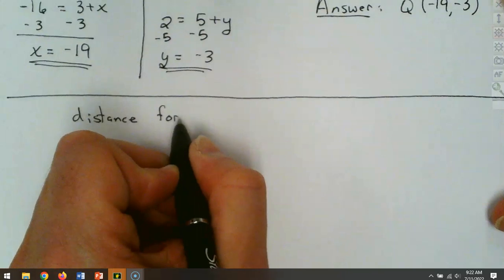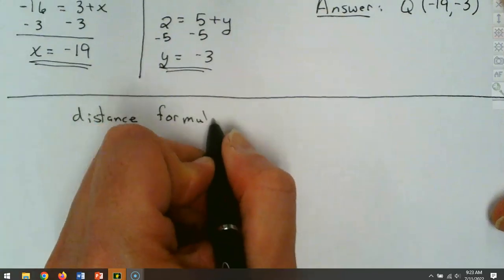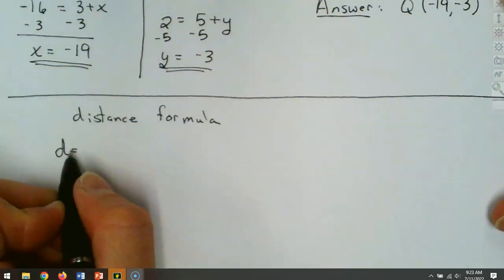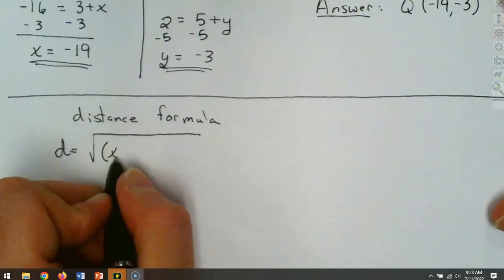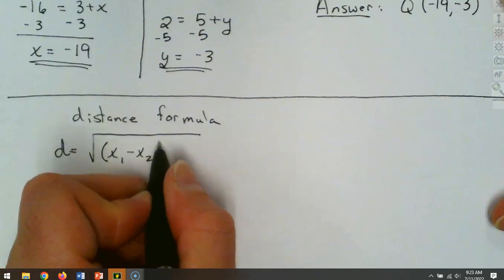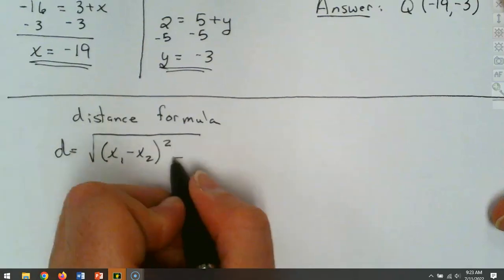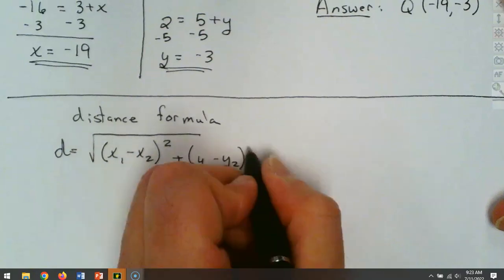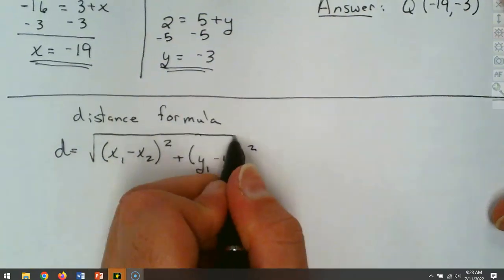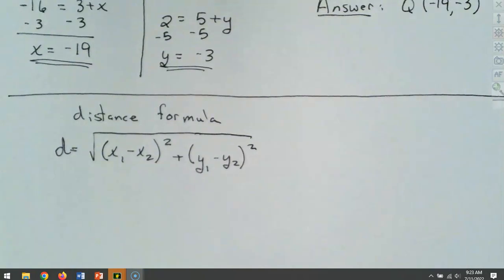And the distance formula is simply d equals the square root of x1 minus x2 squared plus y1 minus y2 squared. You don't have to worry about any fractions with these or decimals. They're all going to be whole numbers that I'm giving you for the distance formula.